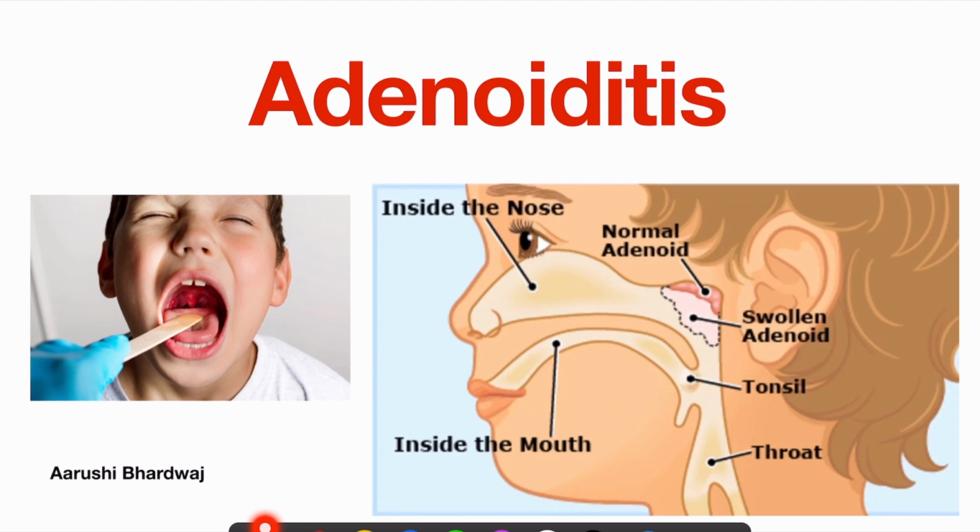So if there is adenoid hypertrophy, that is, the adenoid is swollen up here, the patient will complain that he's not able to breathe through the nose, so he will open his mouth to breathe. So this is the main chief complaint of the patient with adenoid hypertrophy, that he's having nasal obstruction and difficulty in breathing, so his mouth will be open.